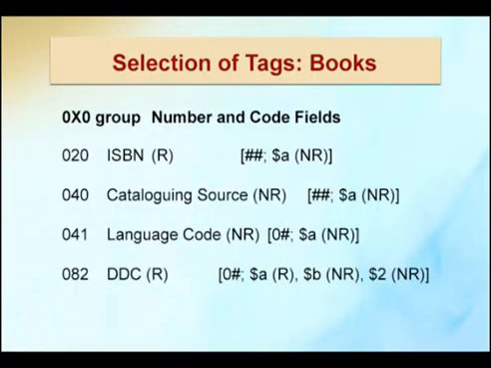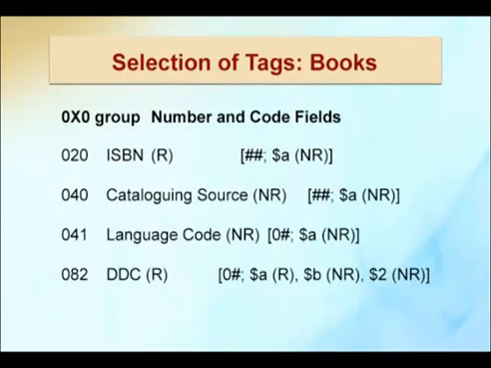Now, if we move to the next one, the 0x0 group, we need minimum 020 ISBN, 040 cataloging source, that means the code of the library which is making the original cataloging, 041 the language code of the document you are cataloging, and 082 DDC, as most libraries are using DDC. But if you are using UDC, you need to put 080. If you are using colon classification, you need to use the tag for other classification. If you are using Library of Congress classification, you need to put the tag related to Library of Congress classification.